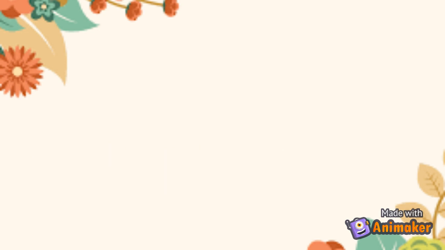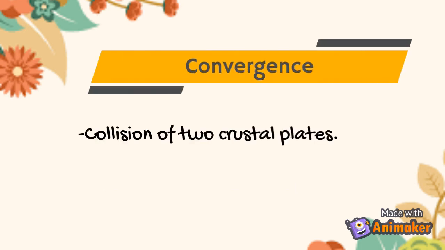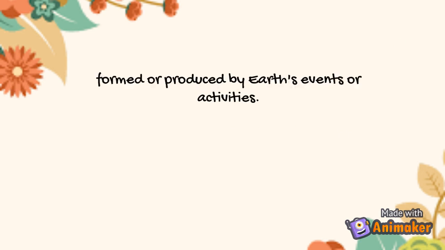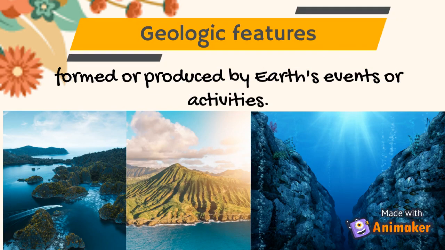Before we will start with our lesson, let us define first the following words to be used during our discussion. First we have convergence. It is the collision of two crustal plates. The two plates converge or move toward each other. Geologic features. Formed or produced by Earth's events or activities.